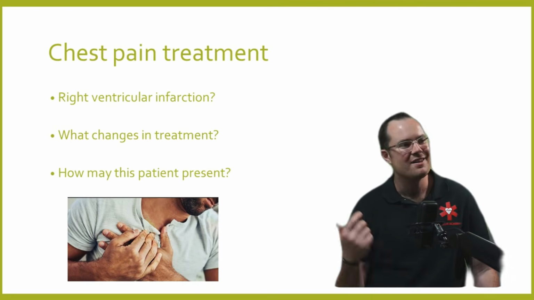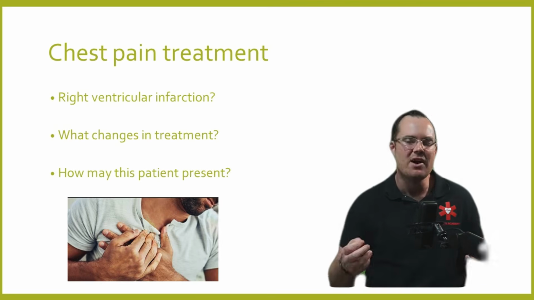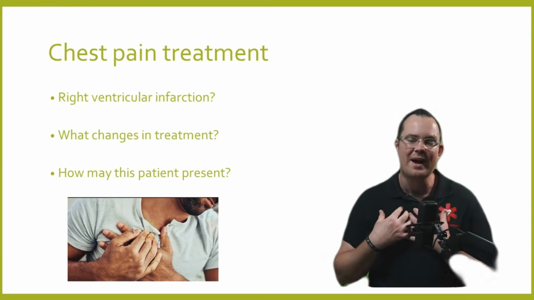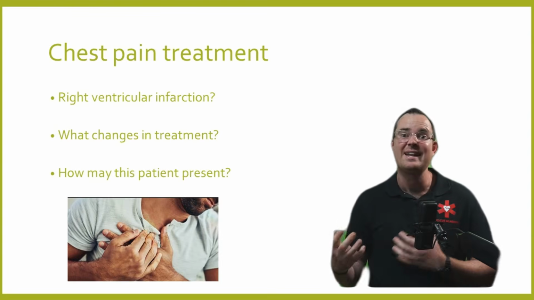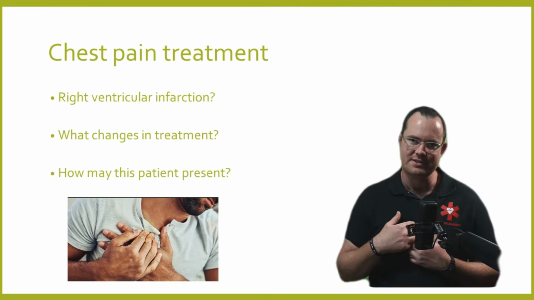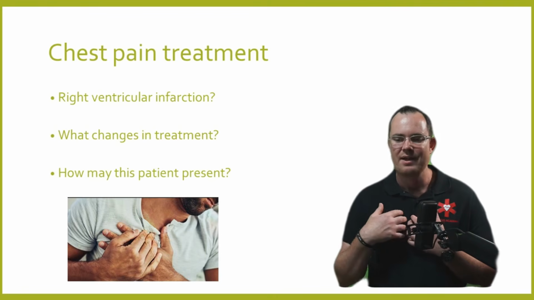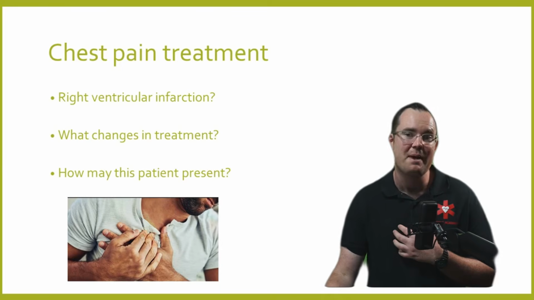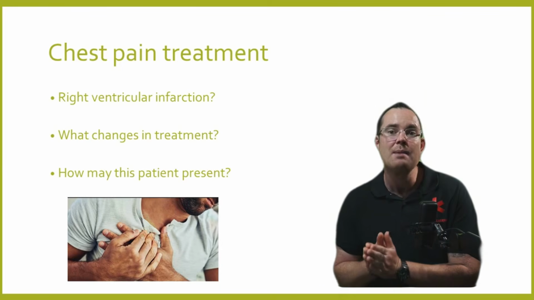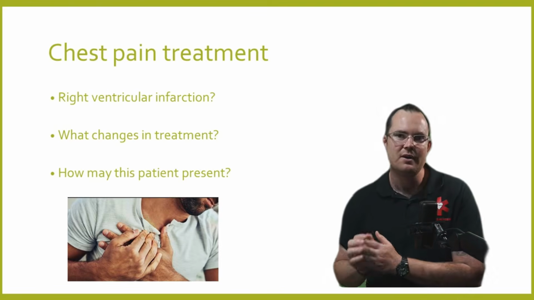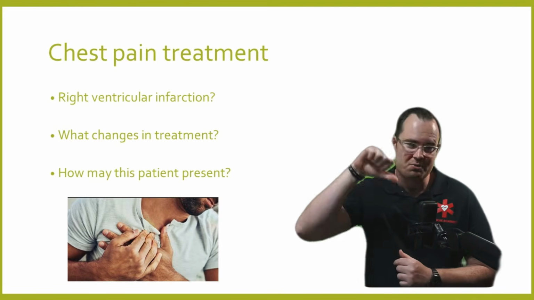Why no nitrates? Because remember, deoxygenated blood gets brought to my right side of my heart. The right side of my heart is where blood enters. That's where my preload is, right? My preload starts on the right side of my heart. If I give nitrates to a patient that has a problem with the right side of their heart, a problem with their preload, nitrates lowers preload.